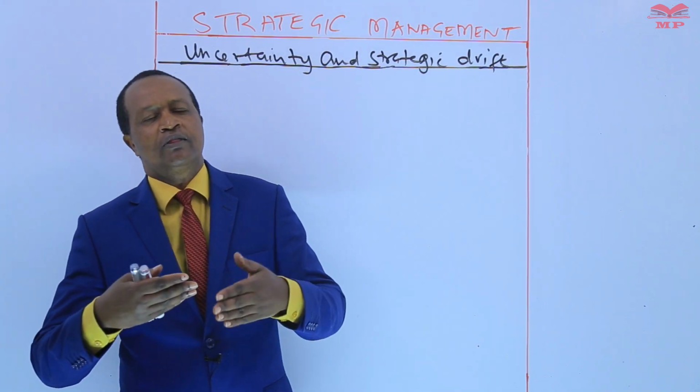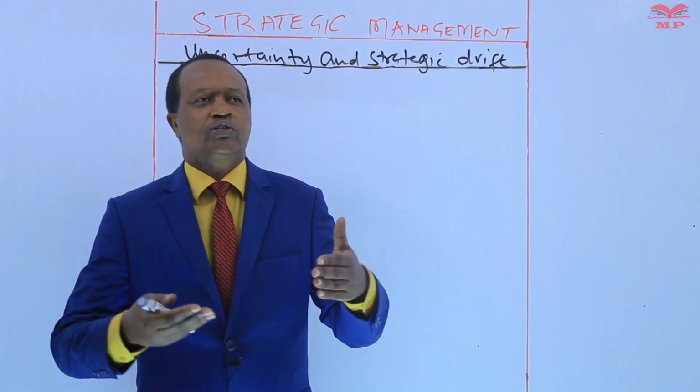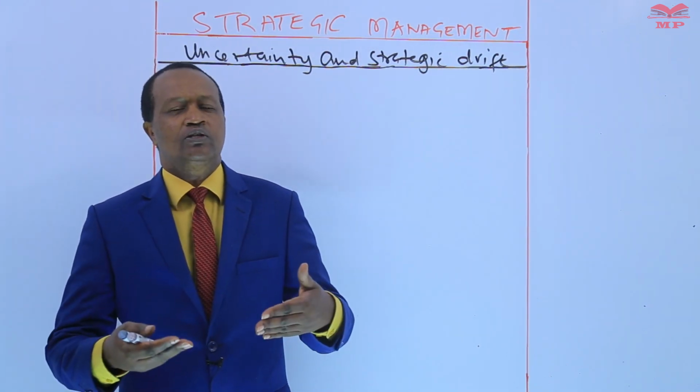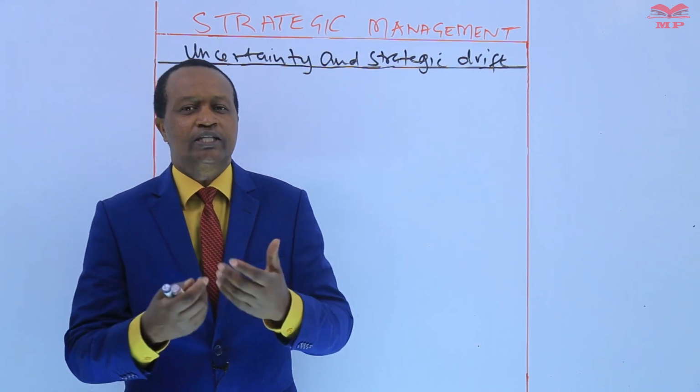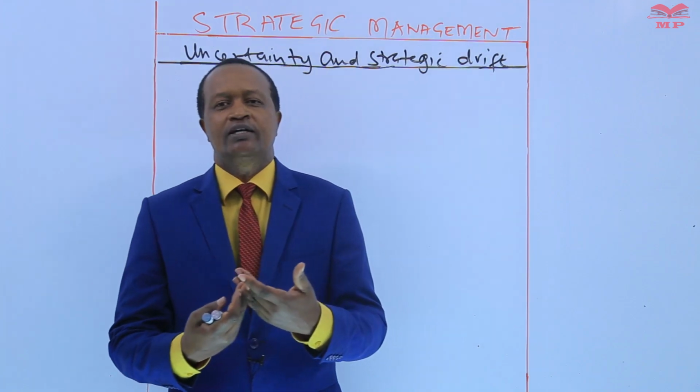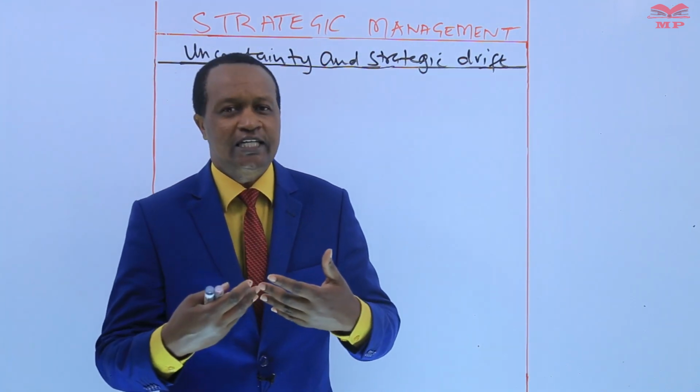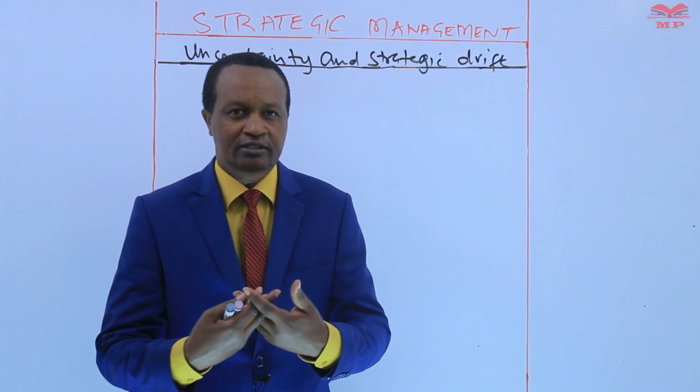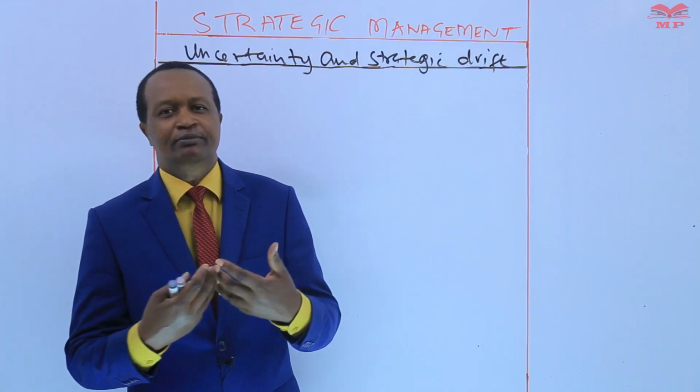Then we'll define strategic drift in the context of strategic management. Then we'll look at the relationship between the two. But I've said that the two are concepts that are interrelated. They are intertwined in strategic management.